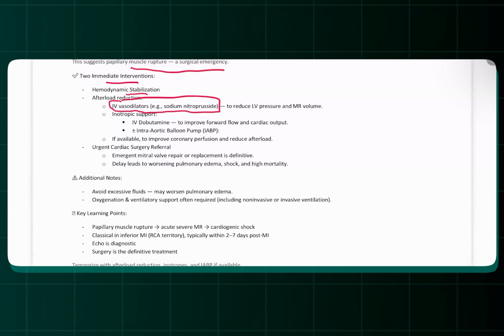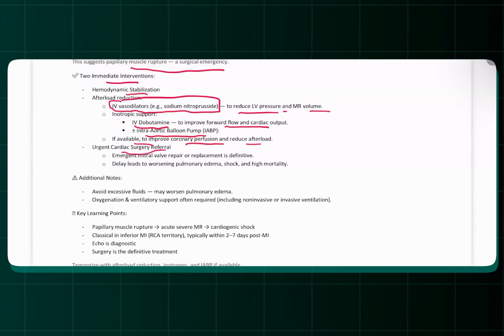Why? Because they will increase the SVR and the blood is anyways flowing back into the mitral area. So it will keep flowing back. So IV vasodilators to reduce the LV pressure and MR volume, inotropes, dobutamine. See, you don't see any norepinephrine here. Improve forward flow and cardiac output using IABP or ECMO if available to improve cardiac perfusion and reduce afterload.